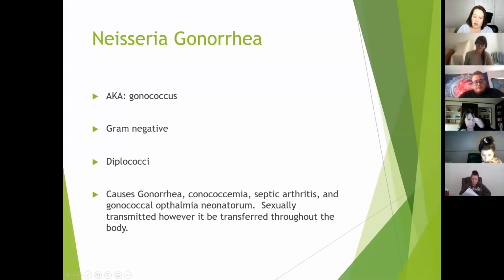Gonorrhea is a gonococci. It's gram-negative. It's typically a sexually transmitted disease, but because it is transferred through mucous membranes, it can also infect the nose, the throat, the mouth, and the eyes. So once we have an infection in the throat and the upper airway, then it becomes a respiratory disease as well. And we worry about our airway being compromised.